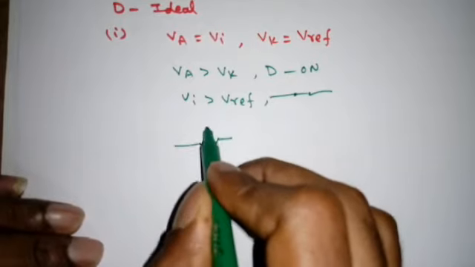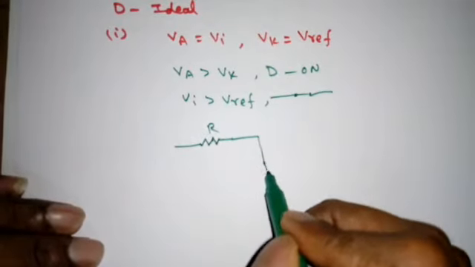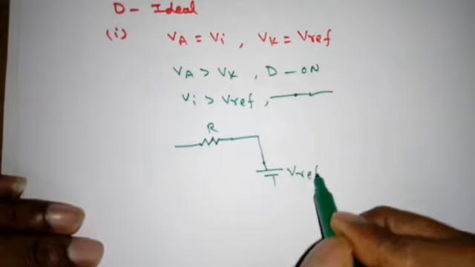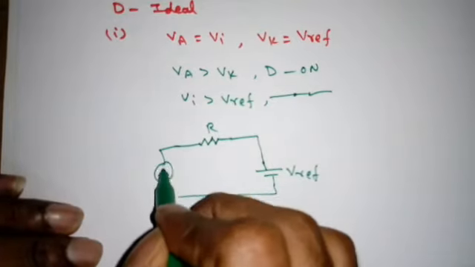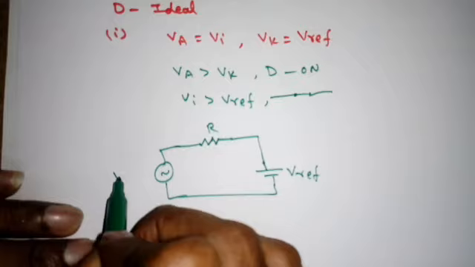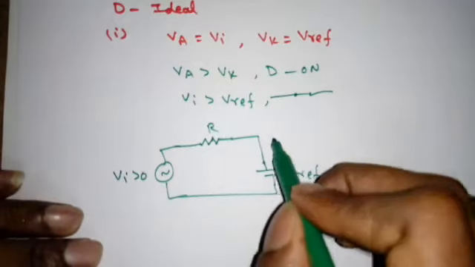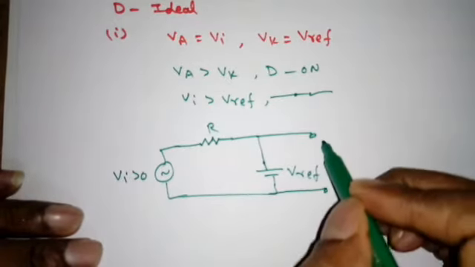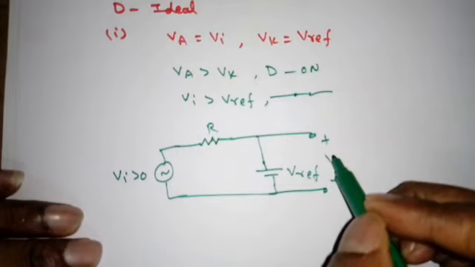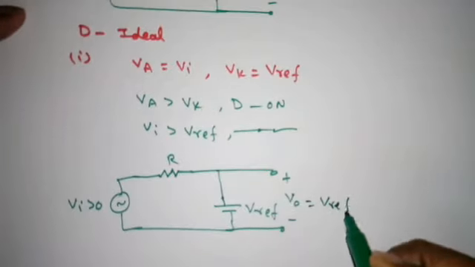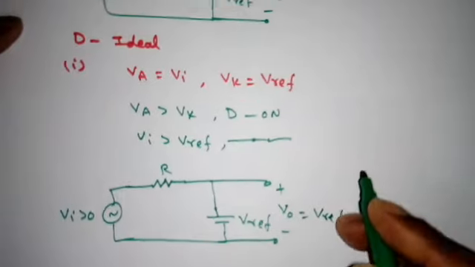So the circuit will become, this is short circuit, then there is a V reference. This is the Vi, which I am applying positive half cycle. Now tell me what is V0. V0 is equal to simply V reference. That is the first condition.